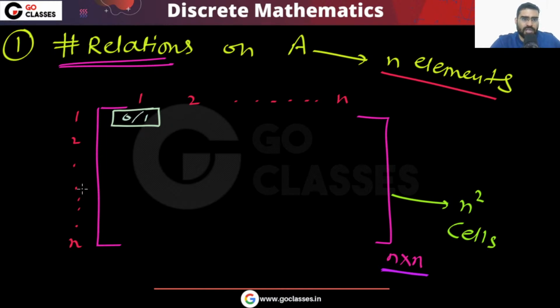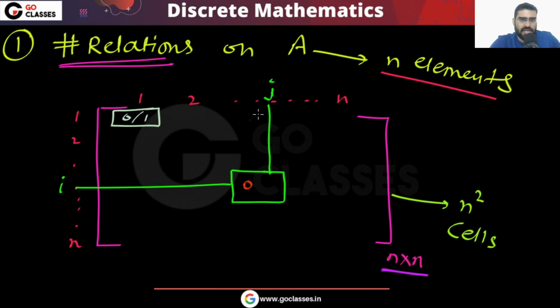So remember, whatever cell you take, (i, j), this cell has two choices. Either it will be 0, meaning i is not related to j, or it will be 1, meaning i is related to j. So very simple. This 0 means that i is not related to j. And this 1 means that i is related to j.